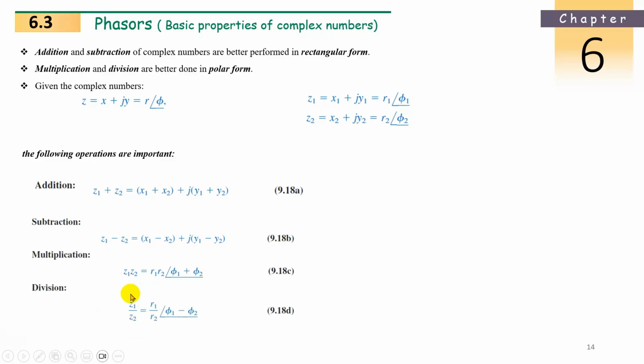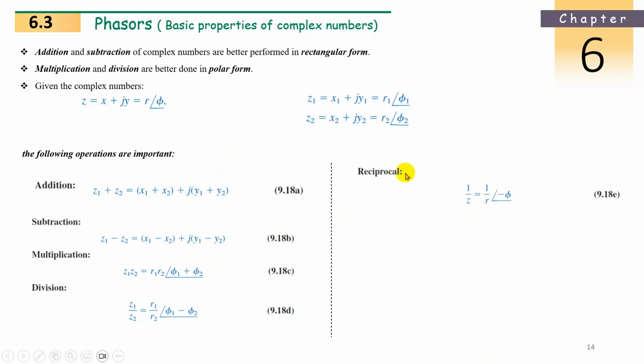What is division? Z1 by Z2 is nothing but R1 by R2. In multiplication, it was phi 1 plus phi 2, but here it is phi 1 minus phi 2. Here you just have to subtract. So this you have to remember. Some examples will also be there.